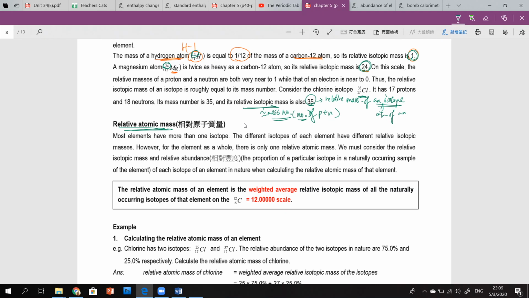So you need to calculate a weighted average. Okay, you need to consider the relative abundance as well as their own relative isotopic mass. So you add it together. Okay, so we call that weighted average, 按比例平均值. So maybe that idea is quite new to you, but every year you need to deal with this. It is very similar to what you are having as the aggregate marks in each year, 全年總分.